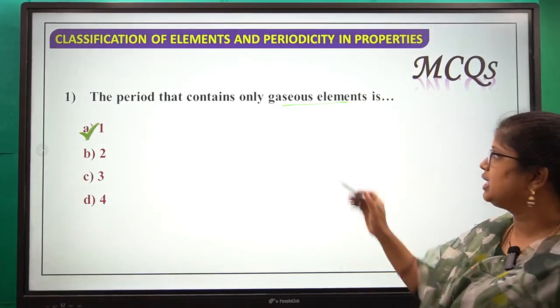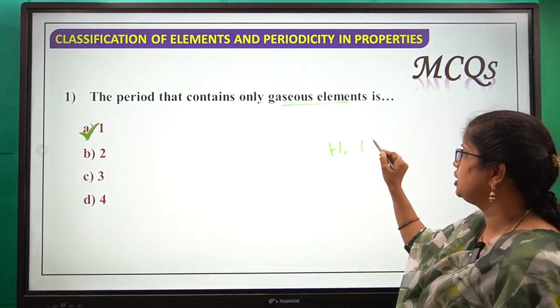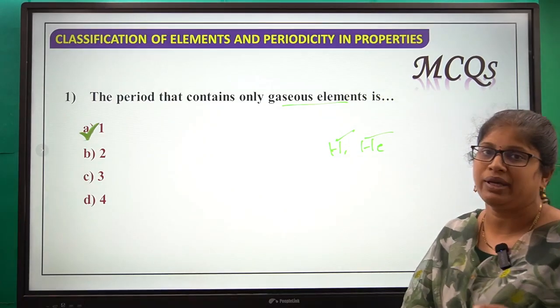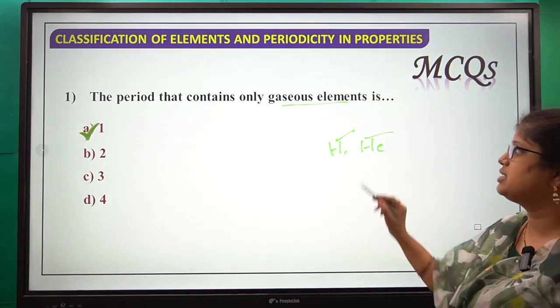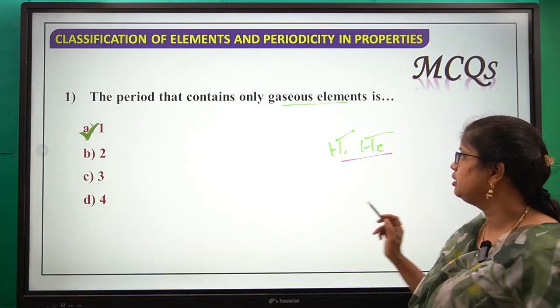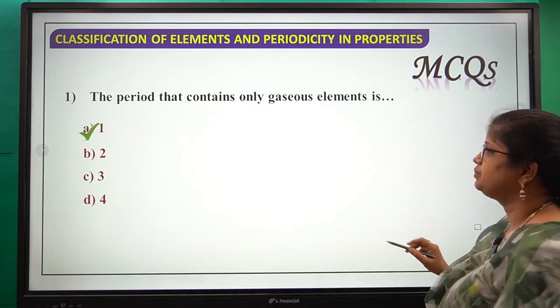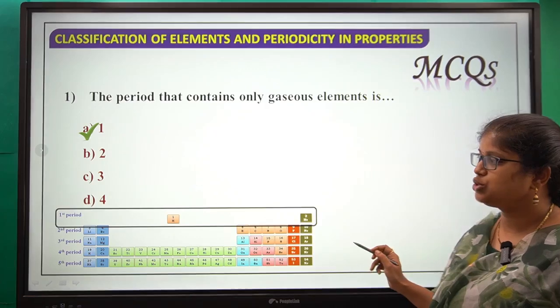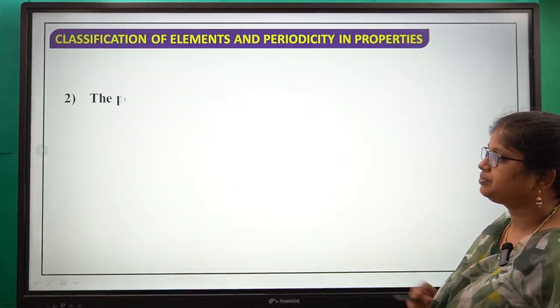So first period contains which elements? We know that hydrogen and helium. Hydrogen is a gas, helium is also gas. So which period contains only gaseous elements? Hydrogen and helium, these two are the gases.